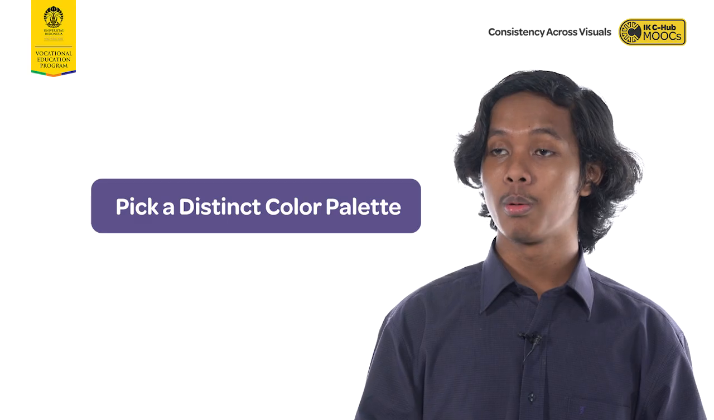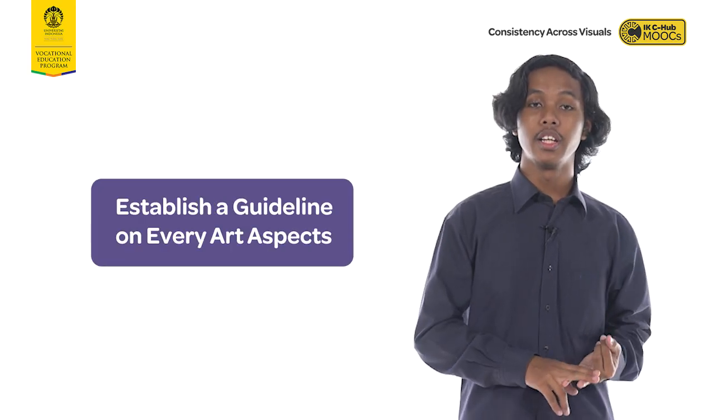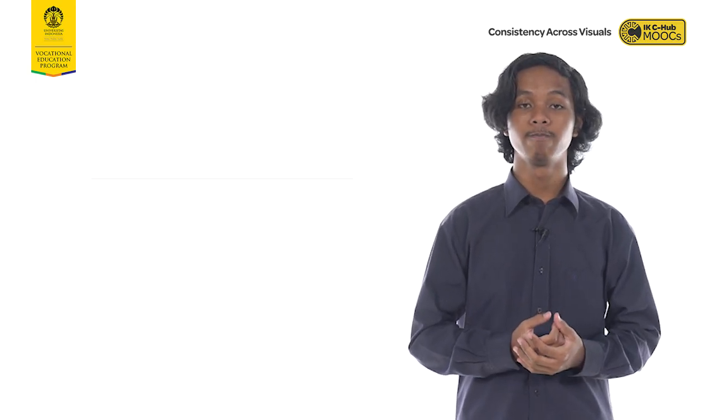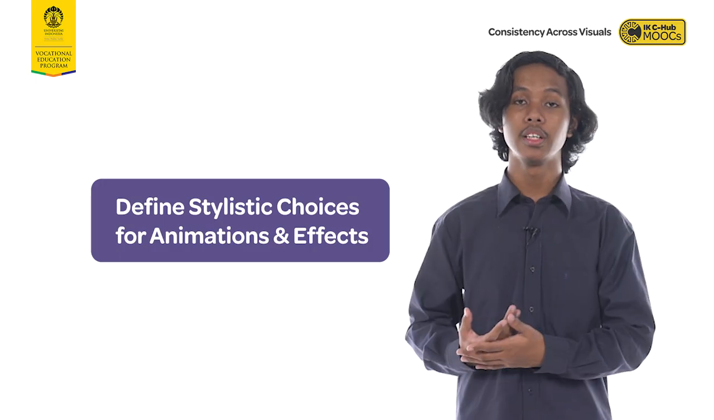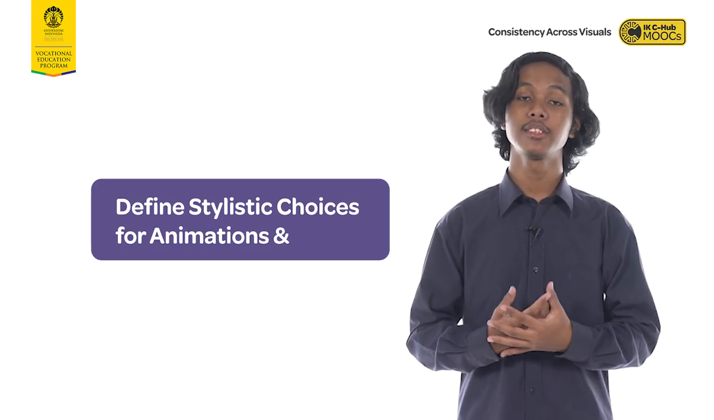This includes choosing a distinct color palette that complements the game's atmosphere and setting, determining line weights, shading styles, and texture details that will be consistently applied. Establishing clear guidelines for character, object, and environment design to maintain stylistic harmony. Defining stylistic choices for animations and effects, ensuring that even movement and transitions align with the game's art style.